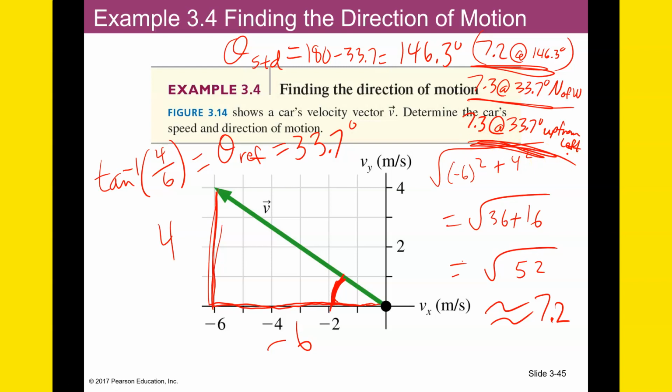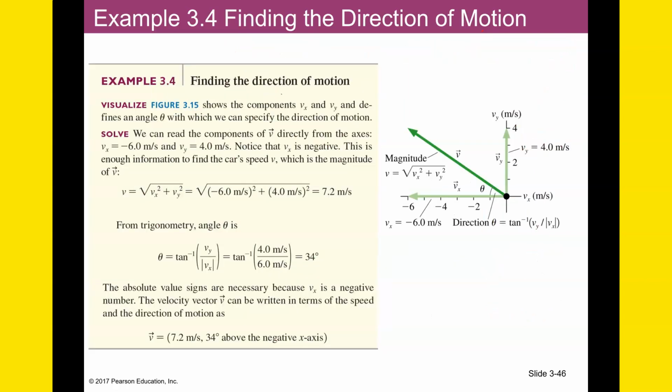There's all kinds of ways, obviously, to express this. Let's see what they wanted. Yeah, they used the up from left kind of situation, but they said 34 degrees above the negative x-axis. So that's even another way you could say it.